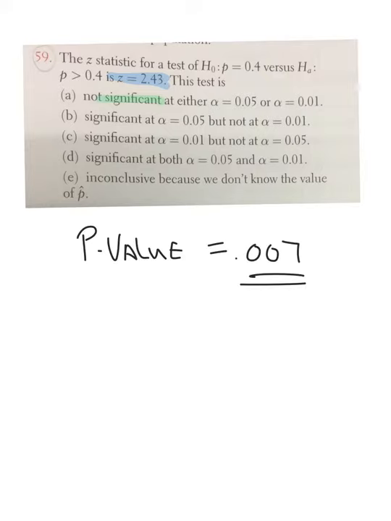So the p-value is 0.007, which means it would be significant at both 0.05 and 0.01. So which one says that? And it looks like it's letter D. Okay, so this is the one, significant at both of those, because it's so small we would reject under both of those conditions.